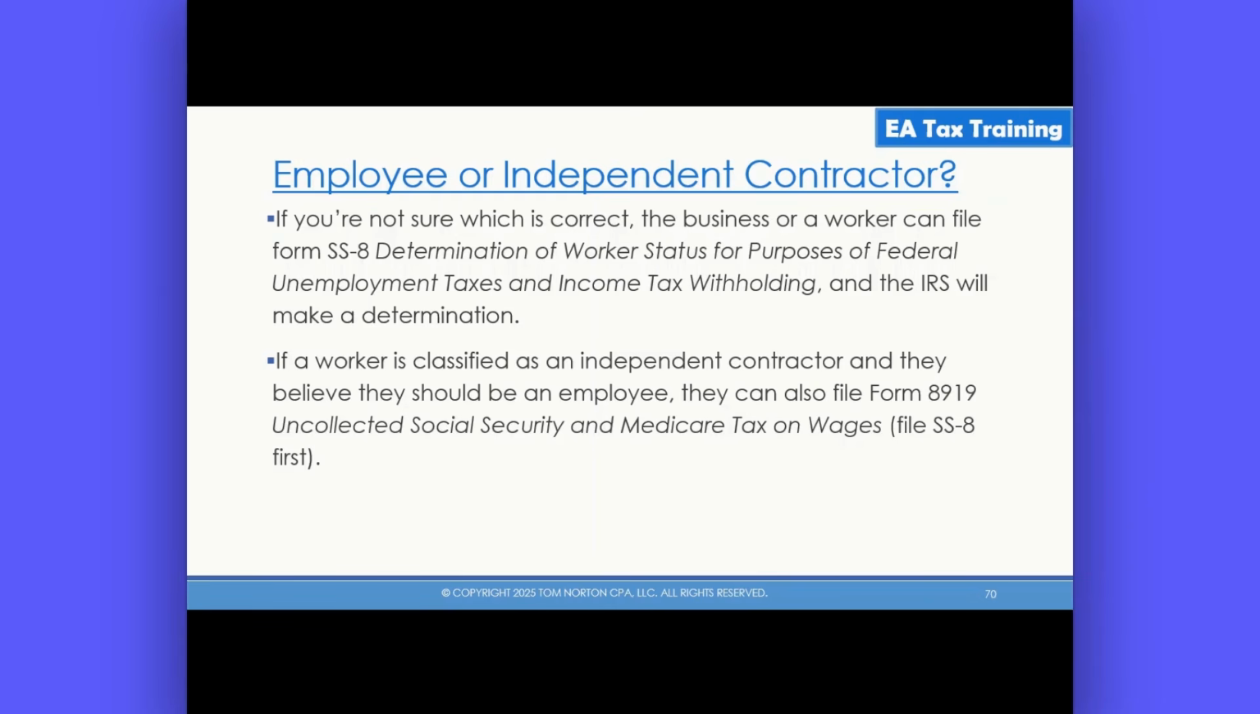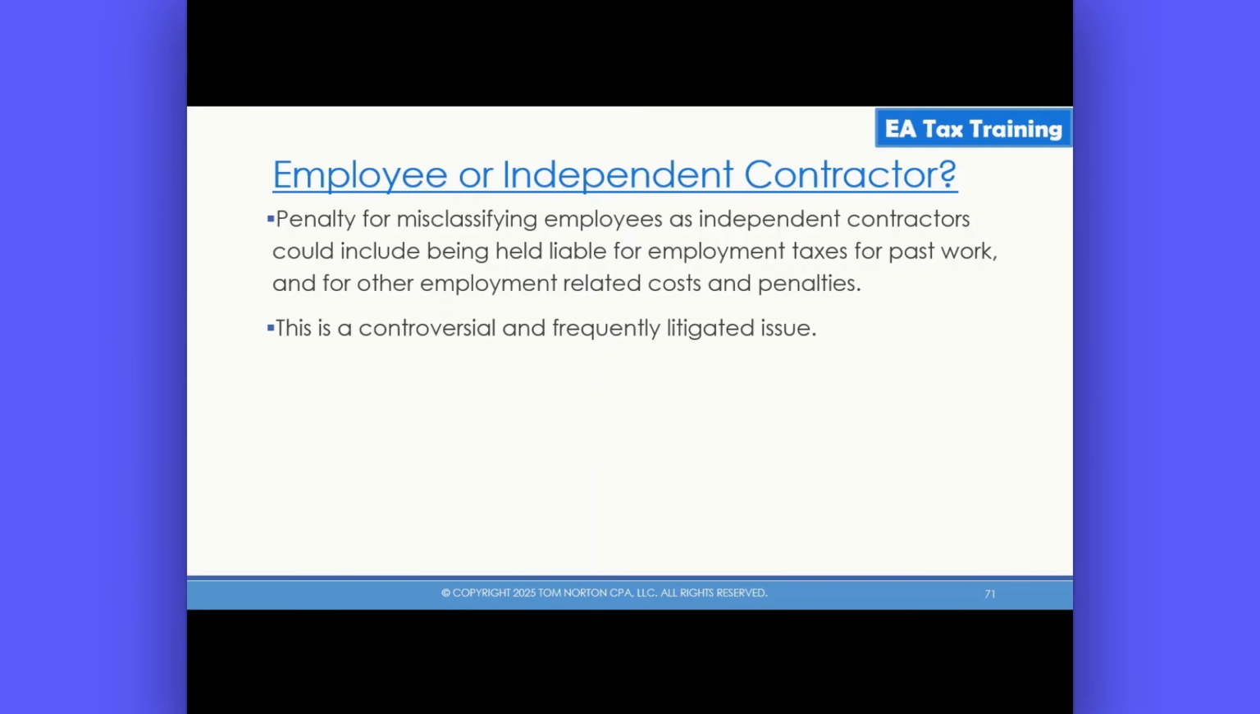But then after they filed the SS-8, they can file this Form 8919 reporting uncollected Social Security and Medicare tax and say, hey, this should have been collected from me and it was not. And this will then prompt the IRS to go ahead and look at that on behalf of the employee. The penalty for misclassifying employees as independent contractors could include being held liable for employment taxes for past work and for other employment-related costs and penalties.